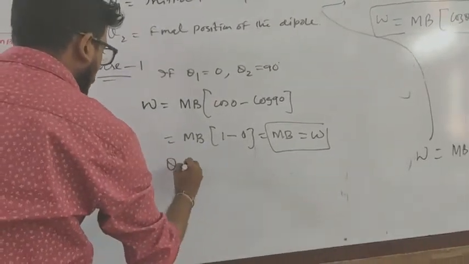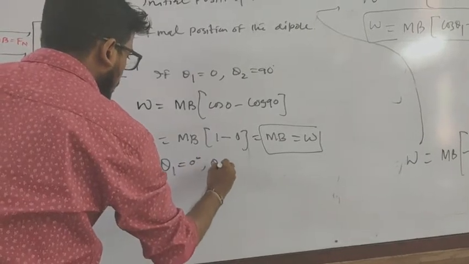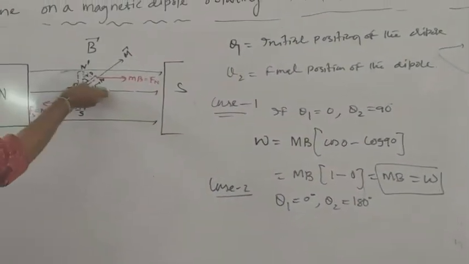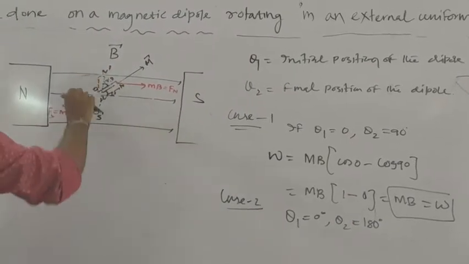If theta 1 equal to again 0 degree but theta 2 equal to 180 degree. That means we want to rotate the dipole from this position to this position. What will be the work done?